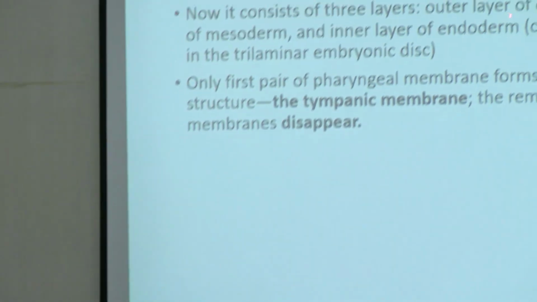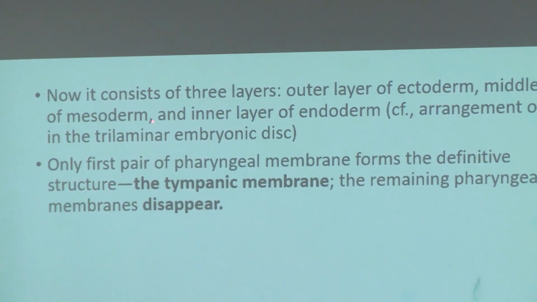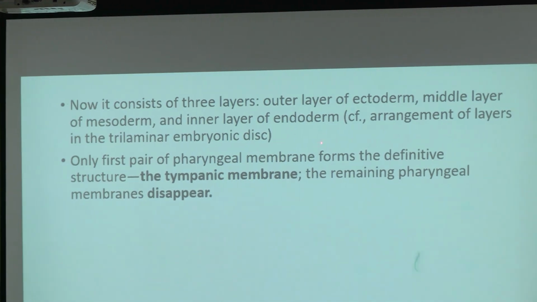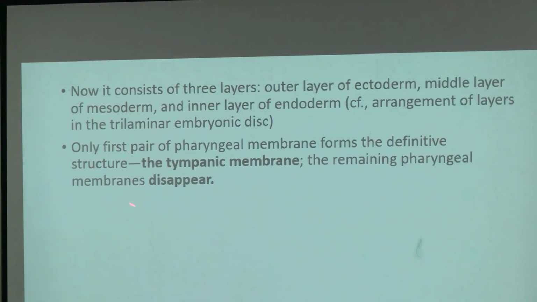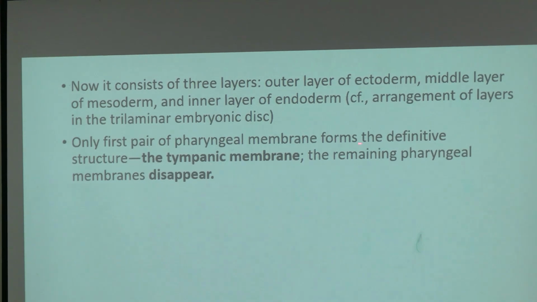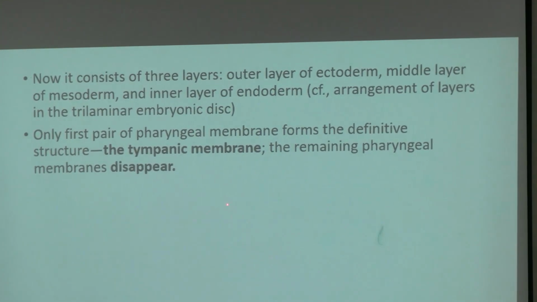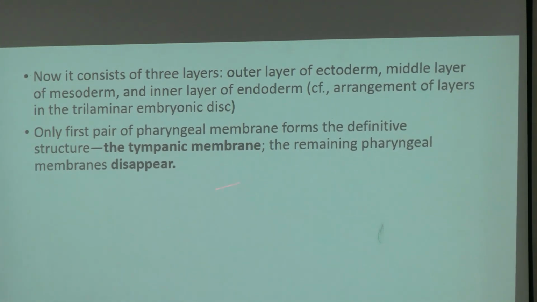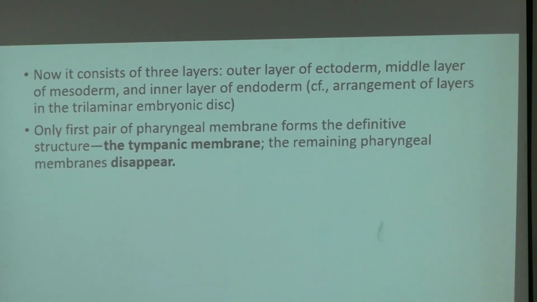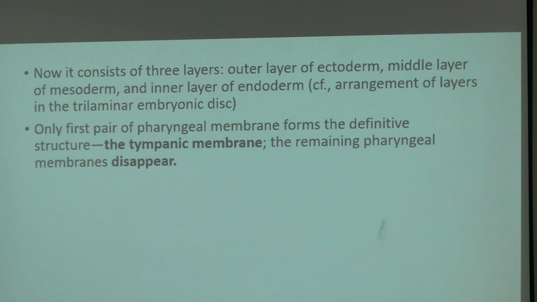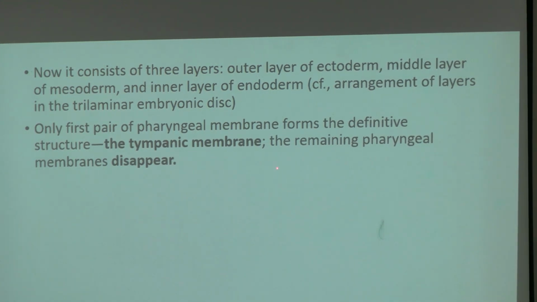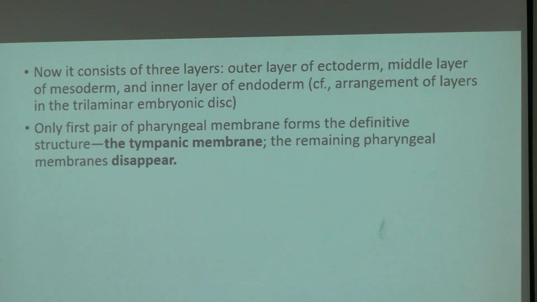Now, it consists of 3 layers, that is the outer layer of ectoderm, middle layer of mesoderm and inner layer of endoderm, which is similar to the arrangement of layers in the trilaminar embryonic disc. Only the first pair of pharyngeal membranes forms a definitive structure, that is called the tympanic membrane, whereas the remaining pharyngeal membranes will disappear. So, here we have to concentrate only on the first pharyngeal membrane. The derivative of your first pharyngeal membrane is the tympanic membrane, whereas the second, third and fourth pharyngeal membranes will disappear during the process of development.